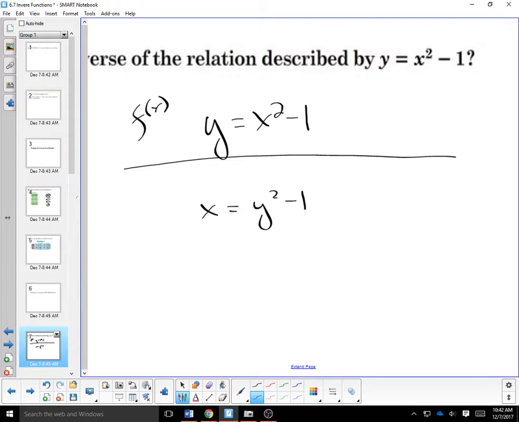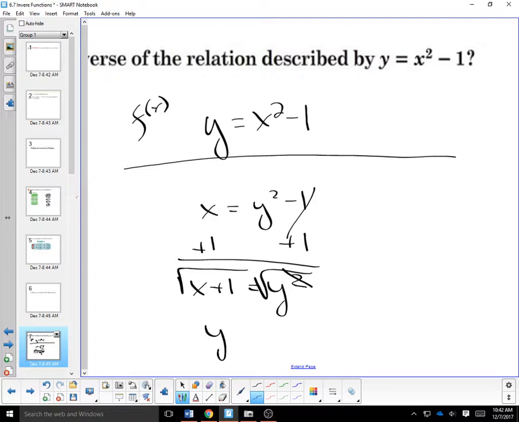But is it in the way that we're supposed to have it? No, it needs to read y equals, doesn't it? So all we have to do at this point is solve it for y. So I'm going to add 1 to both sides. I've got x plus 1 is equal to y squared. How do I get rid of that square? Square root both sides. So I've got y equals the square root of x plus 1.